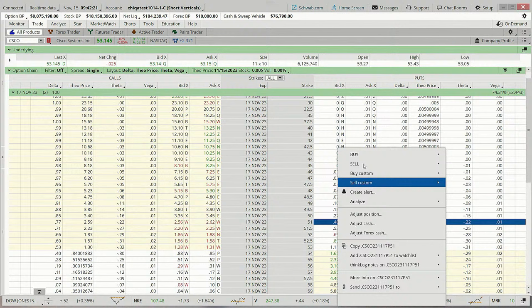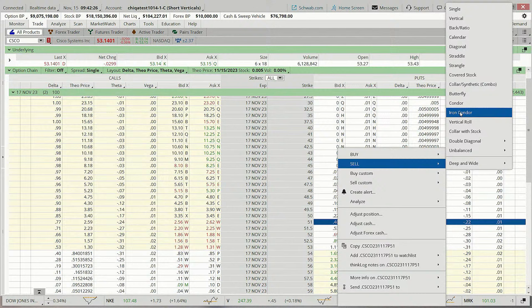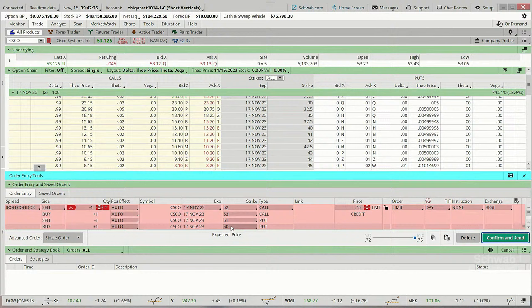And what we're talking about here is an iron condor. When you do a short call vertical with a short put vertical, and the short strike prices are separated, that's called an iron condor. So I'm going to click on iron condor right there. And you can see there's our short put vertical. We need to adjust the strike prices on our short call vertical, right?